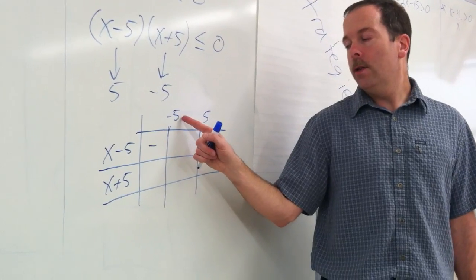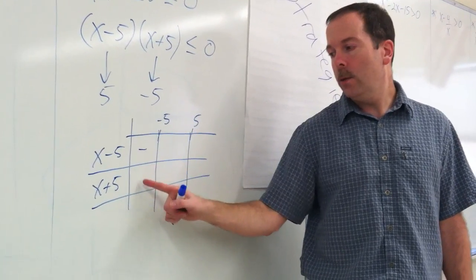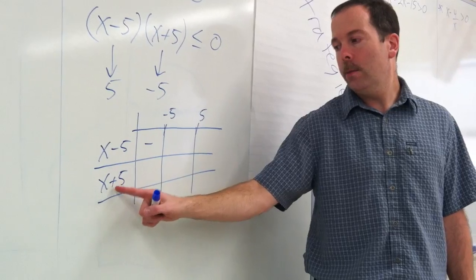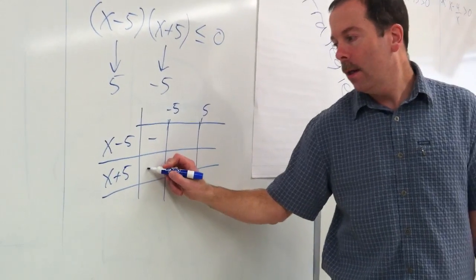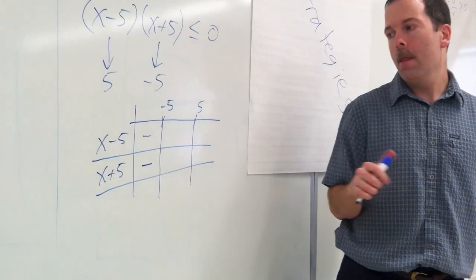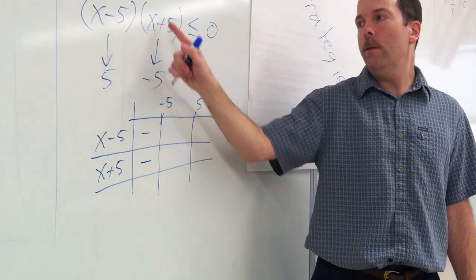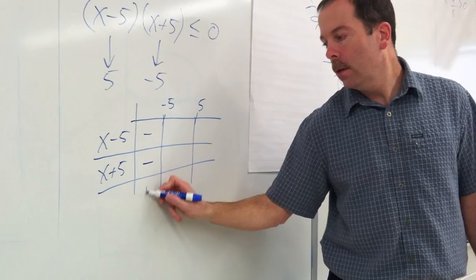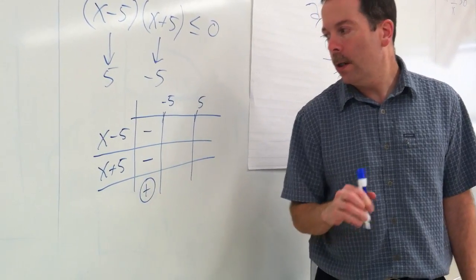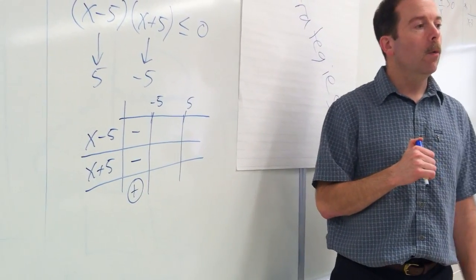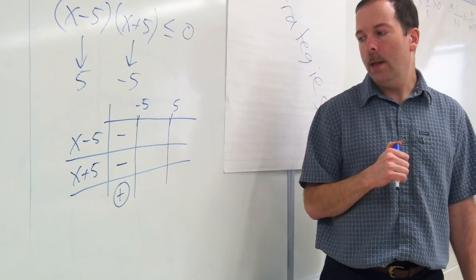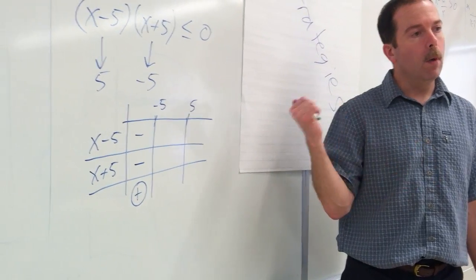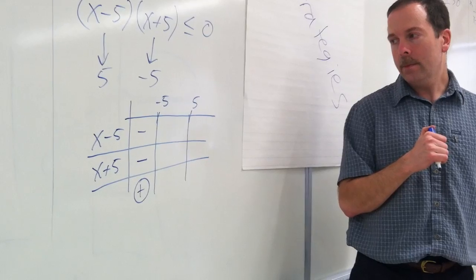Still working with a number to the left of negative 5, such as negative 6. We put negative 6 in here. Negative 6 plus 5 is negative 1. That is also negative. And we are multiplying these two factors together. So a negative times a negative is a positive. So the first part of our sign chart is positive. And we're going to talk in a minute about how to get the answer that we need out of our sign chart. But we need to complete the sign chart.